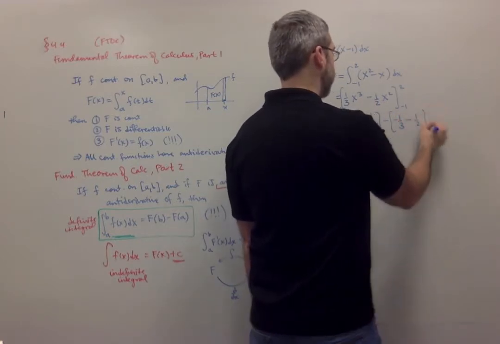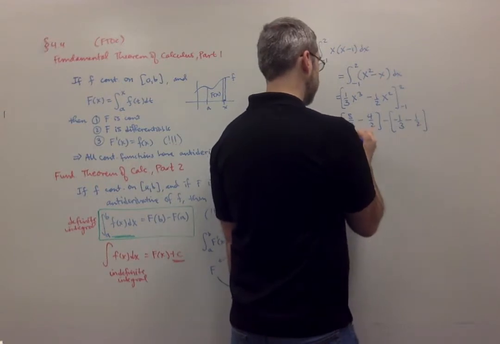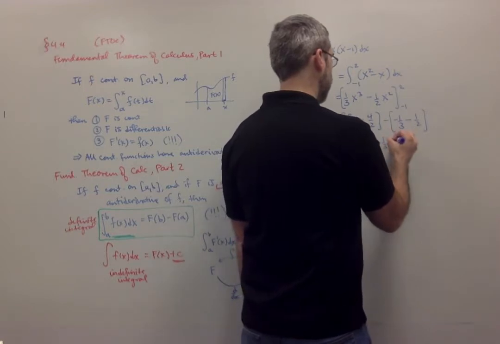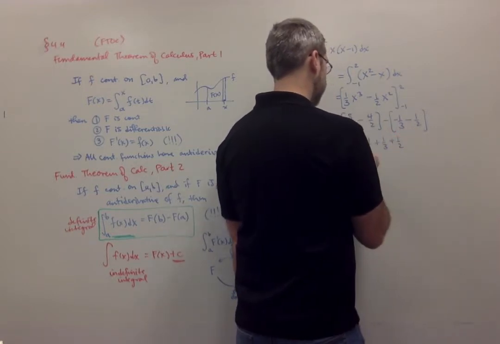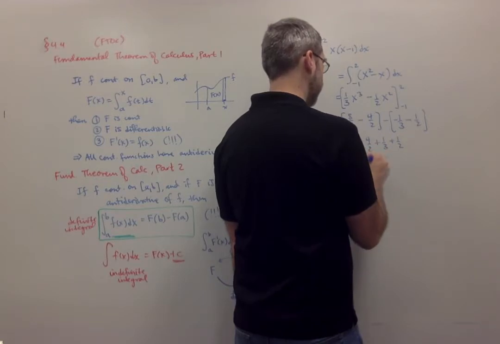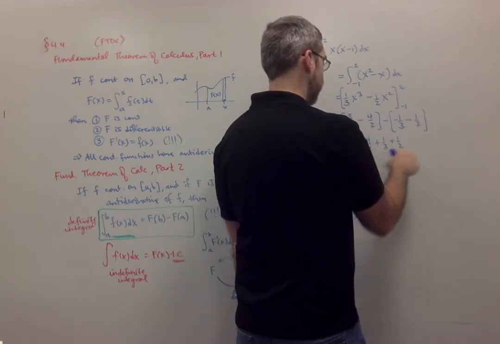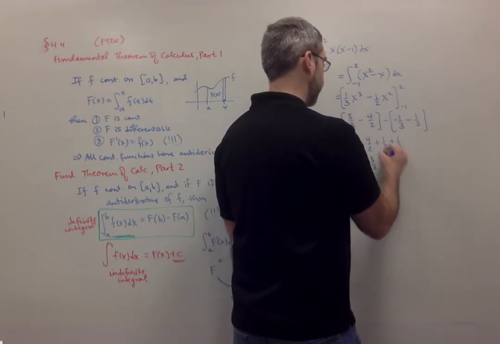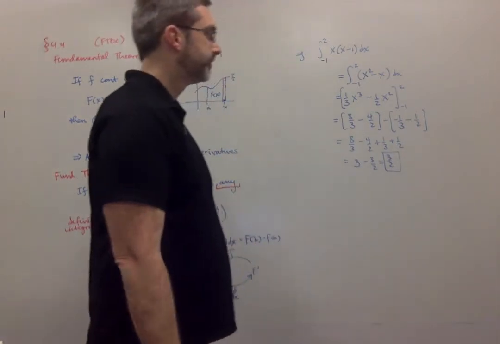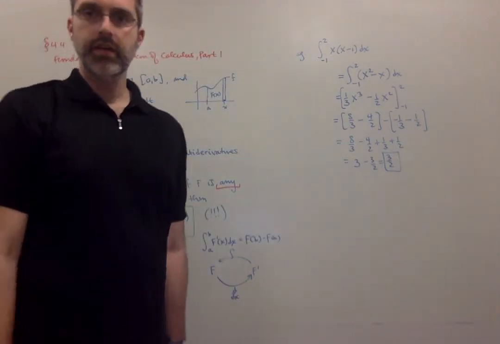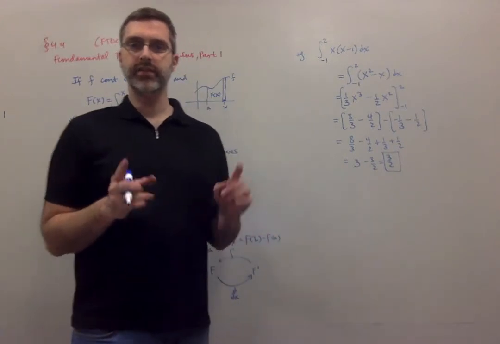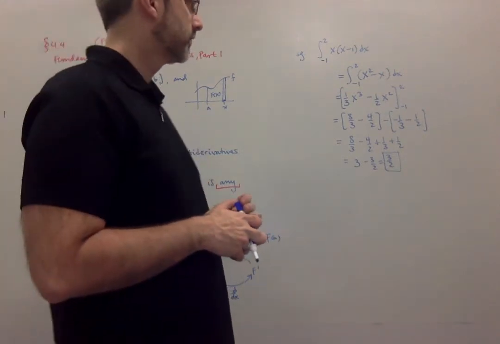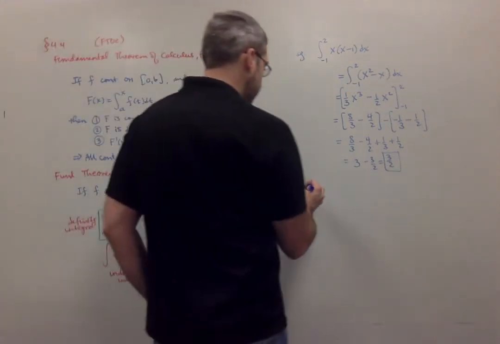So in other words, I get 8/3 minus 4/2 plus 1/3 plus 1/2. So I get 8/3 plus 1/3 is 9/3 or 3. Negative 4/2 plus 1 is negative 3/2. So I get 6/2 minus 3/2 is 3/2. That is my answer. So keep in mind when you're trying to find antiderivatives, you're always looking for the methods that we used previously.